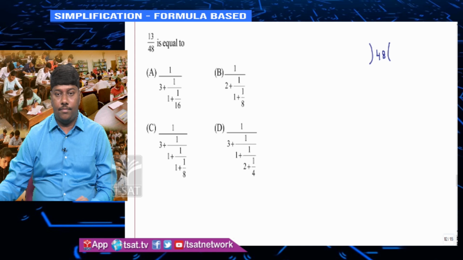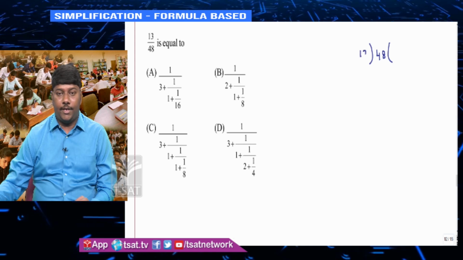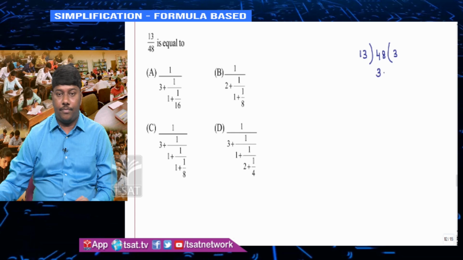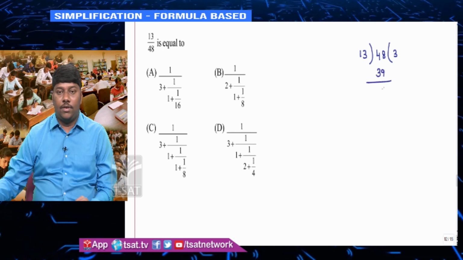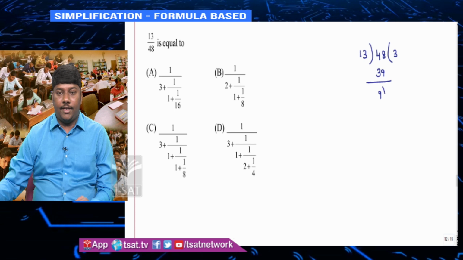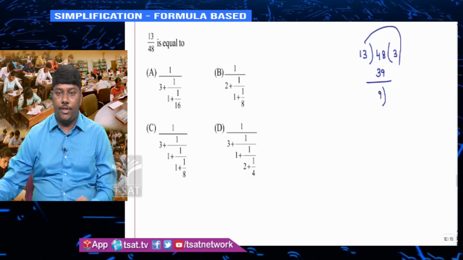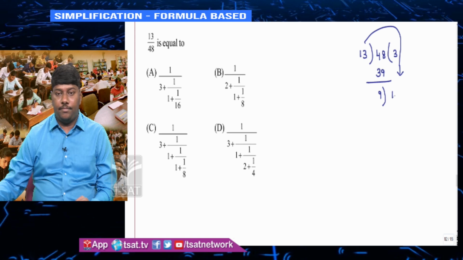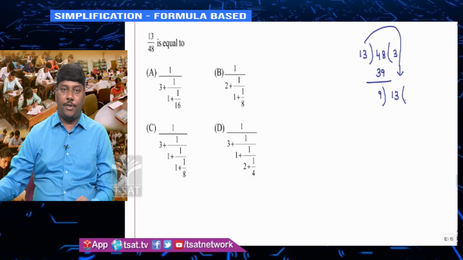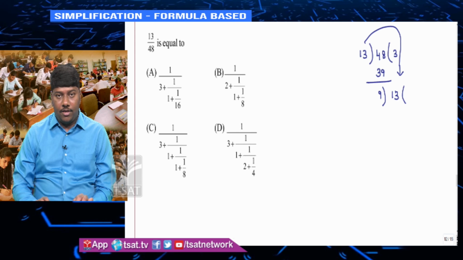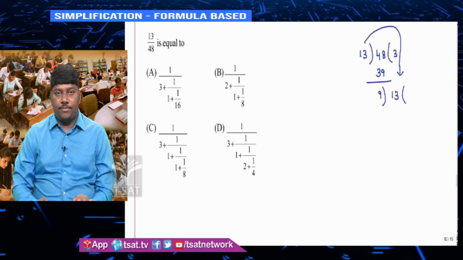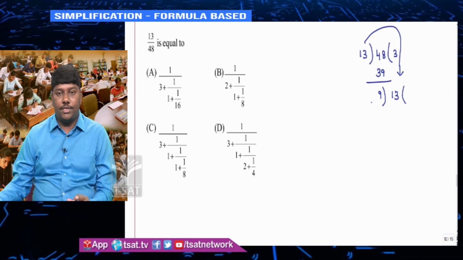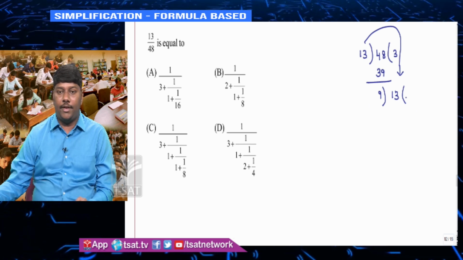48 divided by 13. 13 threes are 39. Your remainder becomes again the divisor. Like a long division method, you do it. Your divisor becomes the dividend. So two things must be remembered here. Remainder becomes the divisor and the divisor becomes the dividend. So continue the process. You call it the long division method. So you just continue this process till you get the remainder 0.